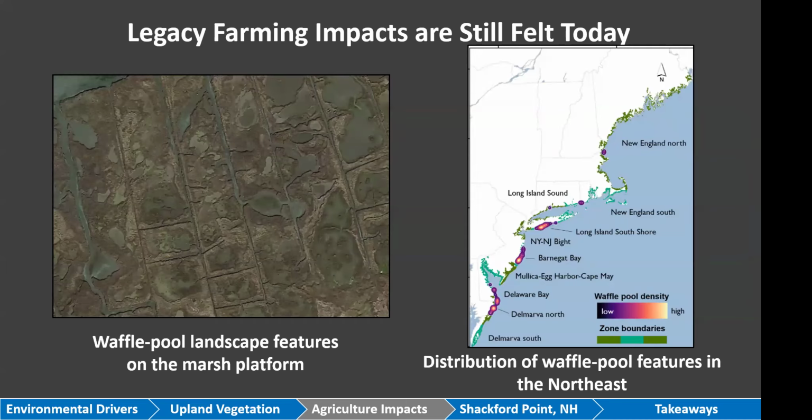Smith et al. in 2019 did an aerial overview at different marshes of interest, and they looked at whether they could find these waffle pool landscape features, and they quantified it. As you can see, they found waffle pool complexes from New Hampshire and northern Massachusetts, all the way down to Maryland and Virginia, based off the purple and orange highlighting.